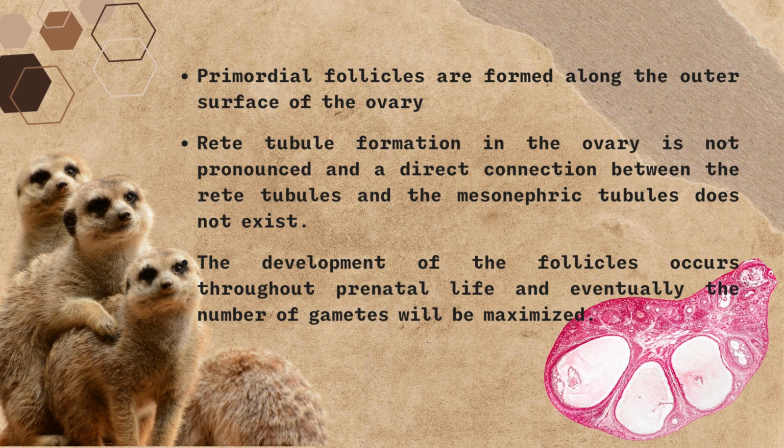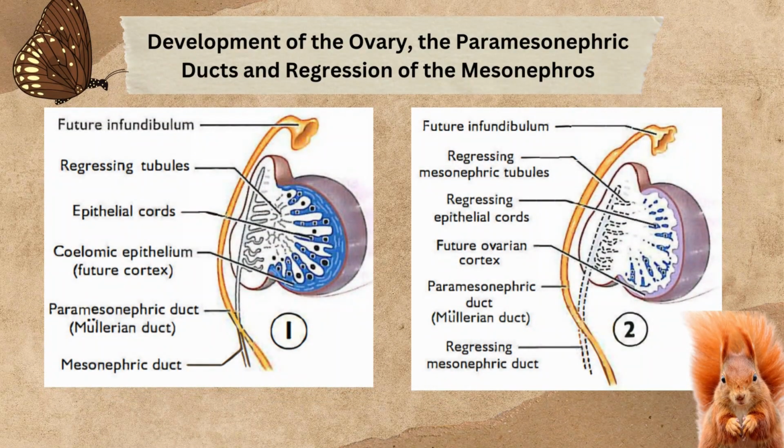The development of the follicles occurs throughout prenatal life and eventually the number of gametes will be maximized. Thus, the female embryo will be born with a pool of oocytes from which folliculogenesis will occur for her reproductive lifetime. Here are the major steps culminating in the formation of the ovary.